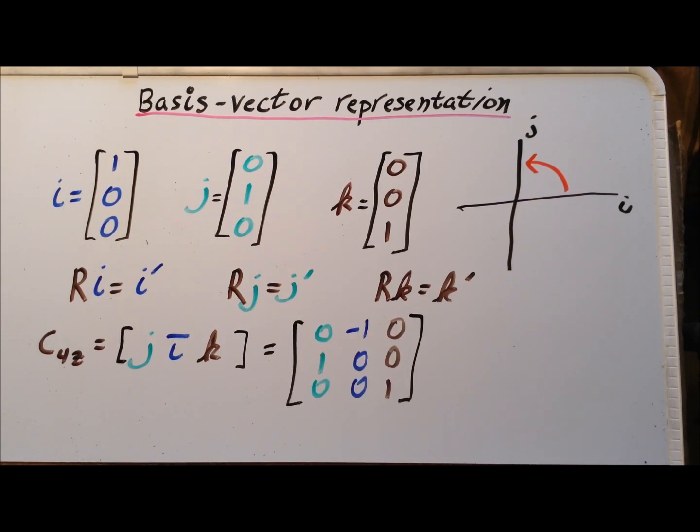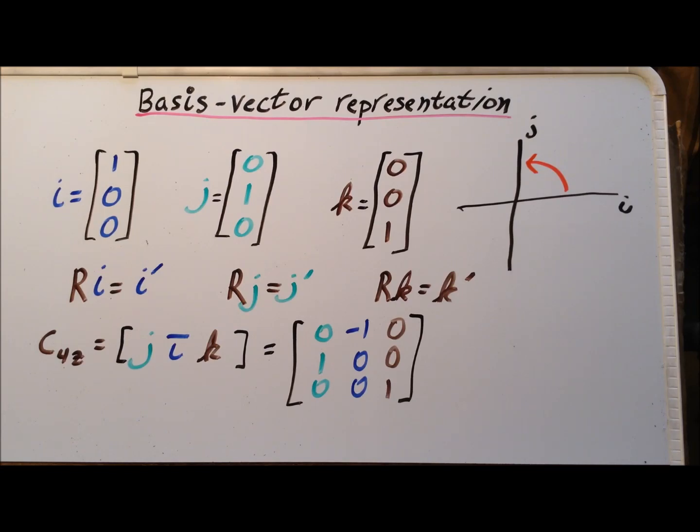rotation is j, minus i, k, where this is to be interpreted as a 3×3 matrix. Writing the matrix out explicitly, we have 0, 1, 0. So this is the first column, which is j. The second column is minus i, so we have minus 1, 0, 0, compared to ordinary i. And then our final column is k, 0, 0, 1.